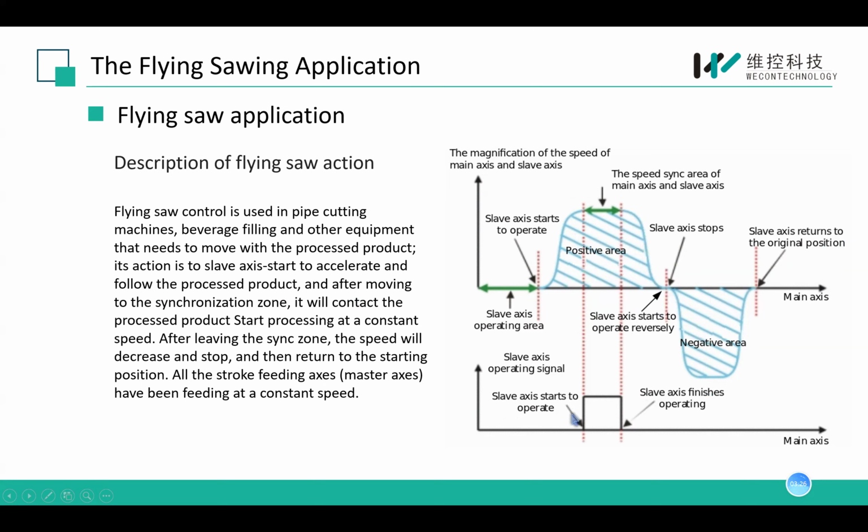So the key position is in the range of the sync zone. In this sync zone, the speed is the same, so we can perform the actions we need, such as cutting or feeding.